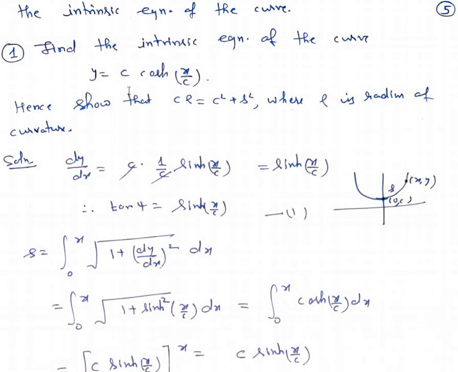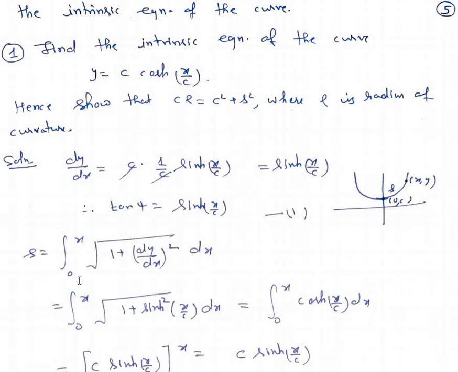Now because curve is given in Cartesian form and this is equation of the catenary, this point is (0, c) vertex, and suppose this is a variable point (x, y). So dy by dx is c into 1 upon c sine hyperbolic x upon c. c gets cancelled, so this is sine hyperbolic x upon c. So therefore tan psi is equal to sine hyperbolic x upon c. This is equation number 1.